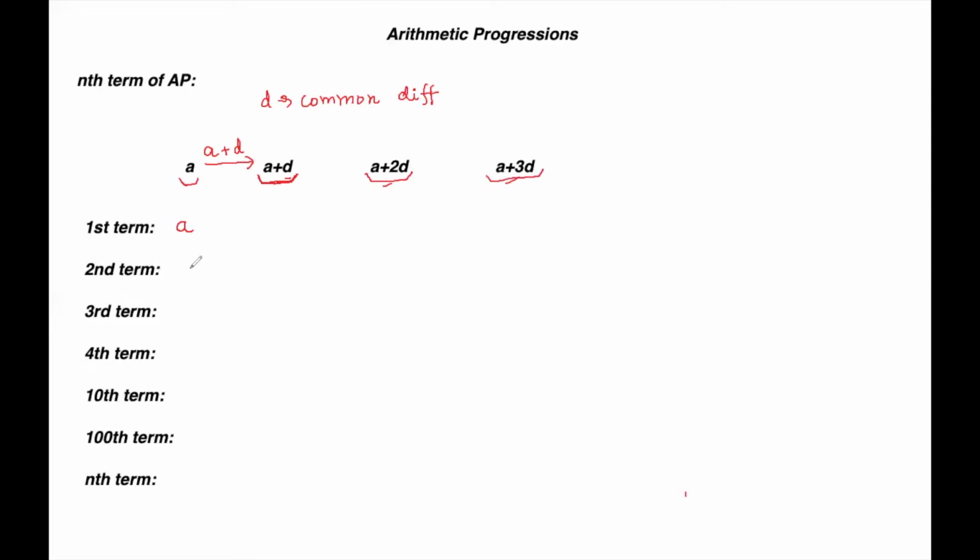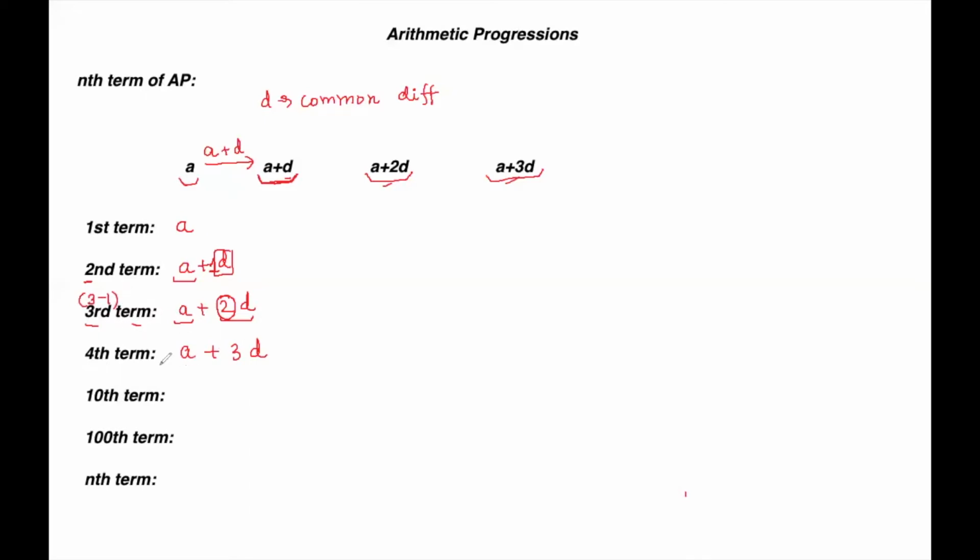So I'll write the second term here, that is equal to A plus D. The third term is equal to A plus 2D. The fourth term is equal to A plus 3D. Now observe a pattern here. To find the second term, I have added the first term along with 1D. Here I need to find the third term. What I have done is I have added the first term to 2D. Can you see the number here? What is this number? This is just 3 minus 1.